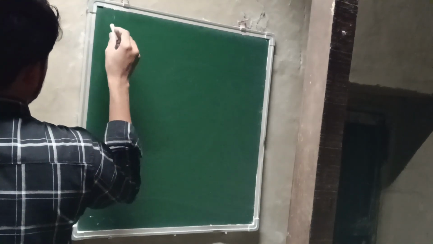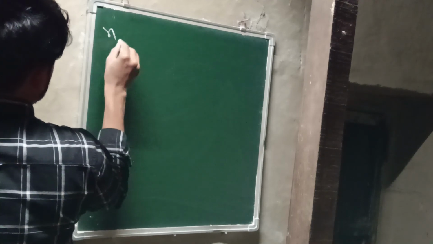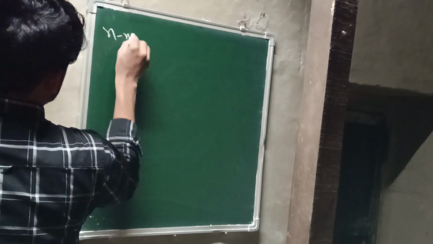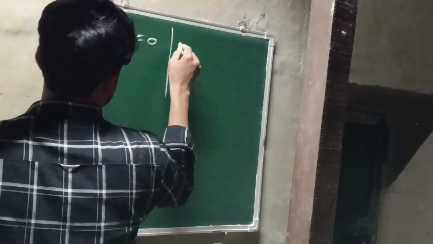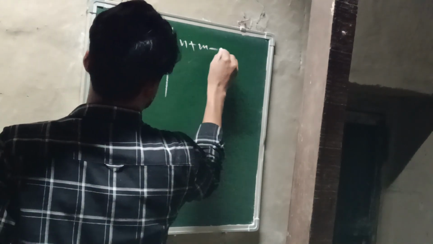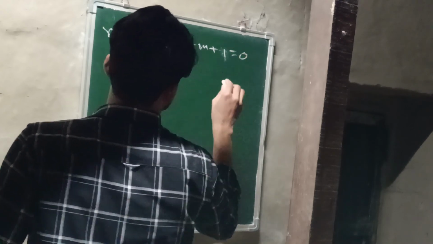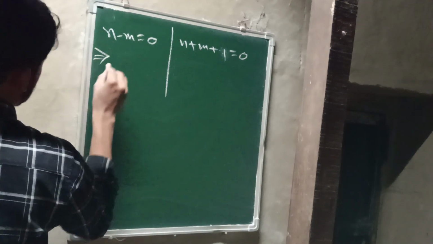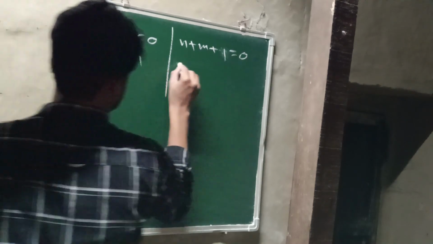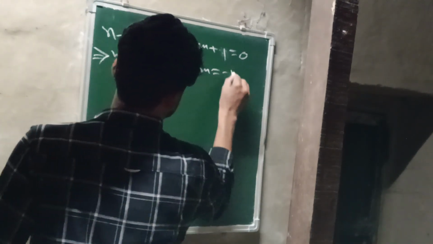What do we get? We get n minus m equal 0 and n plus m plus 1 equal 0. Then m equal n and m equal minus n minus 1.